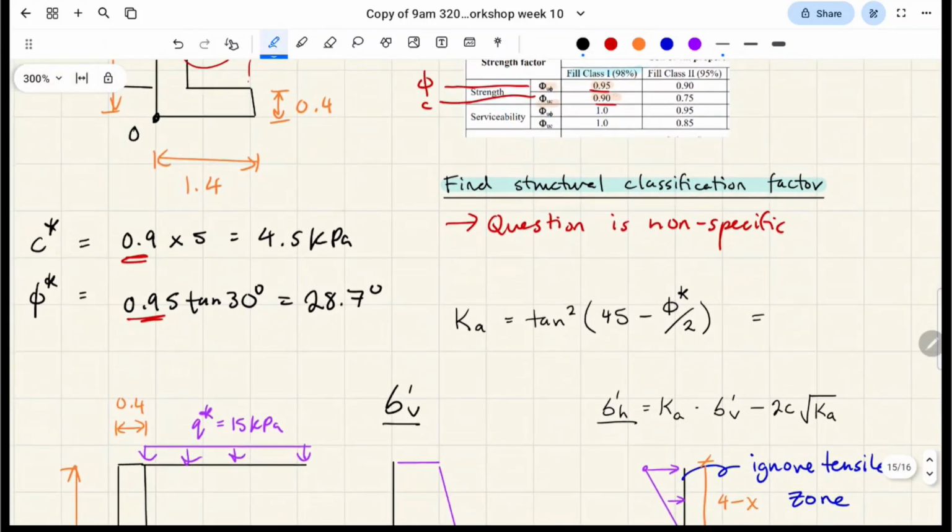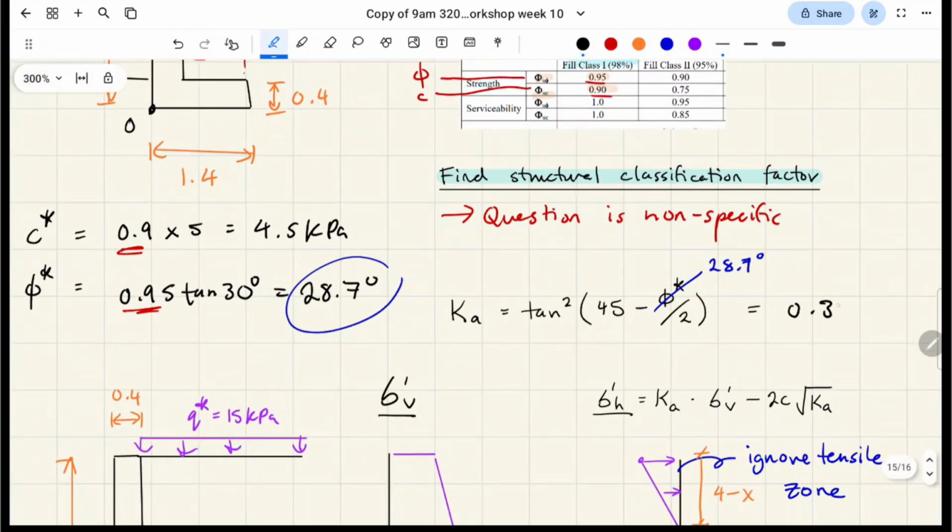So Ka we calculate, except this time we're going to plug in our factored friction angle. That's that value on the left here. It's 28.7 degrees, giving us 0.35 as opposed to 1/3.